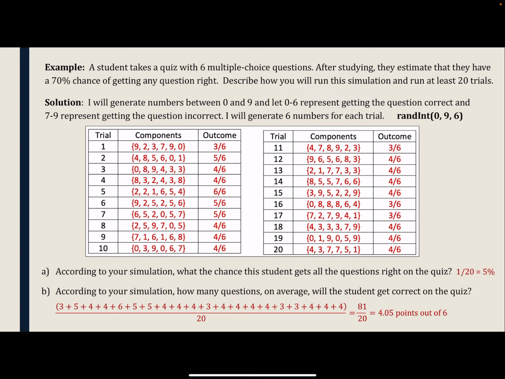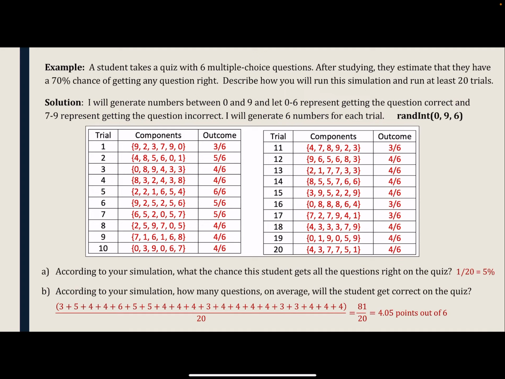A common mistake with the quiz questions, meaning questions that involve multiple choice quizzes like this, is that people think they have to identify which letter corresponds to the correct answer. We don't have to do that. We just know that there's a 70% chance of getting a right answer. So if we have 10 numbers that we're using, we just want to make sure that 7 out of those 10, or 70% of those numbers, represent getting a correct answer.